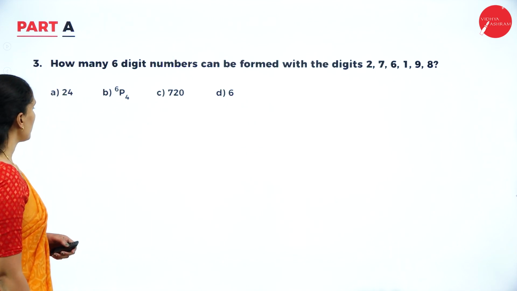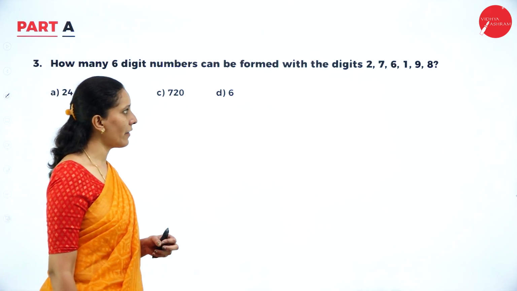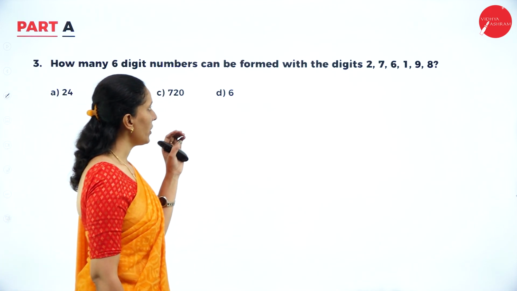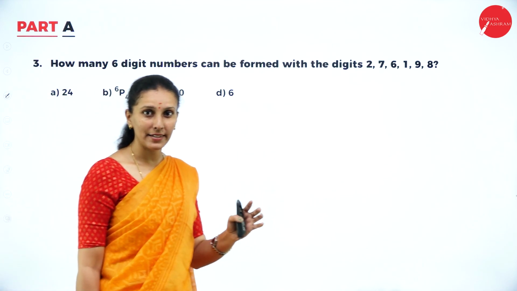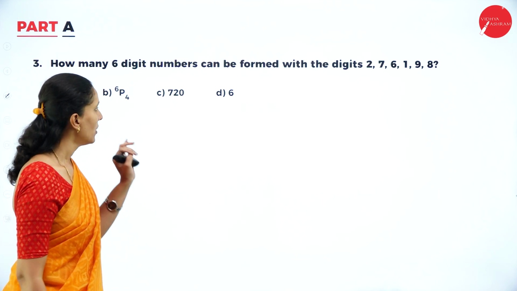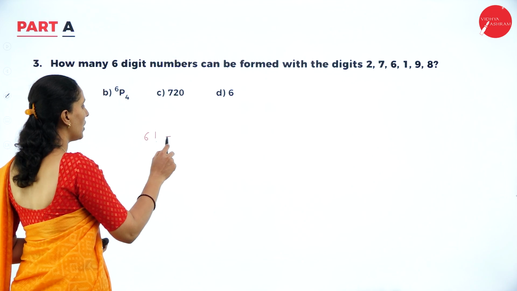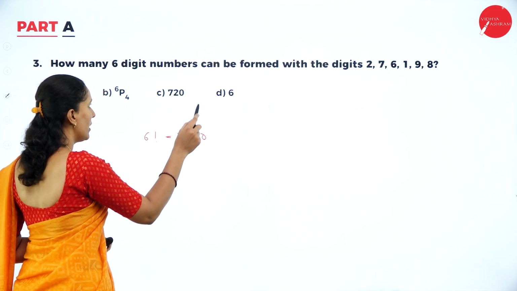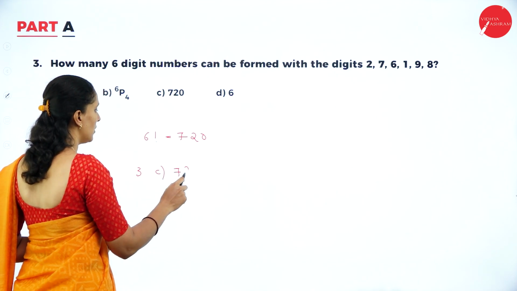Next. How many 6-digit numbers can be formed with the digits 2, 7, 6, 1, 9, 8? So, we are supposed to form 6-digit numbers and here also we have 6 digits. We are going to use all the 6 digits in the 6 places. So, therefore here it is equal to 6 factorial whose value is 720. Hence, we can see option C is the correct answer for the third one.